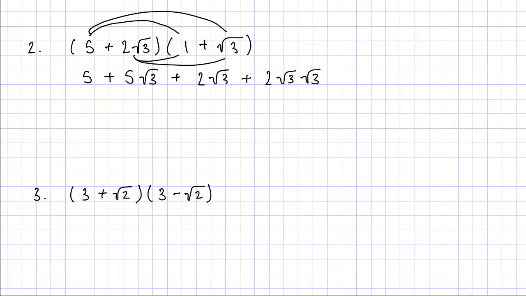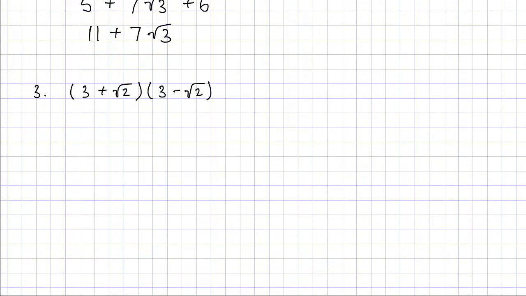Now I'm just going to simplify it again on the next line. I'm going to collect this together with that, and I'm going to simplify this. So I'm going to write 5. Now 5 square root of 3 add 2 square root of 3 is 7 square root of 3. And here I have 2 times square root of 3 times square root of 3. Now square root of 3 times square root of 3 is just 3. So I have 3 times 2 here. So 2 times 3 is 6, plus 6. And then simplify that again. I have 11 plus 7 square root of 3.